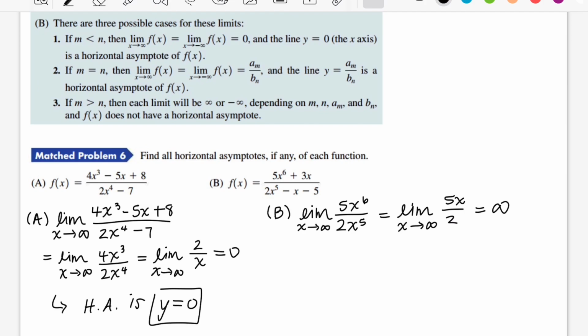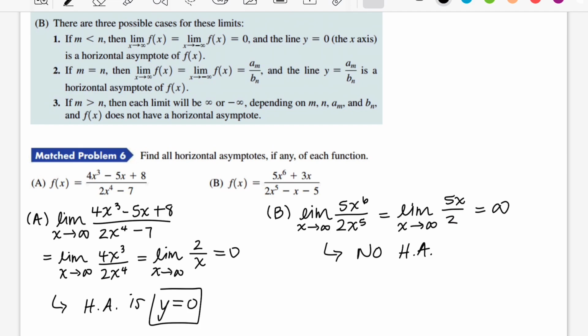And in this case, our m is greater than our n value. So we're looking at part 3 of this theorem here. So if m is greater than n, then each limit will either be positive or negative infinity, depending on our parameters here. And this tells us that our function does not have a horizontal asymptote. So for this one, we would just write no horizontal asymptote.